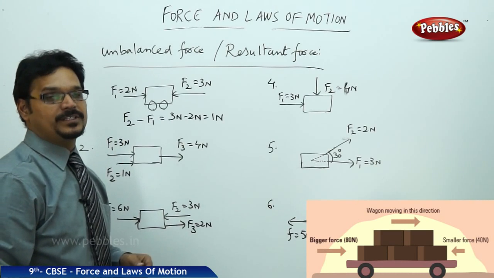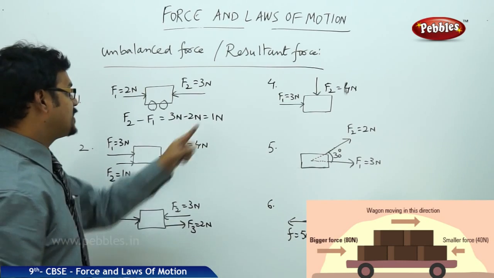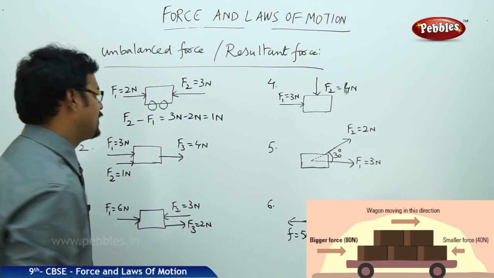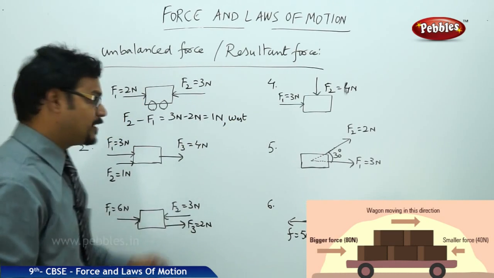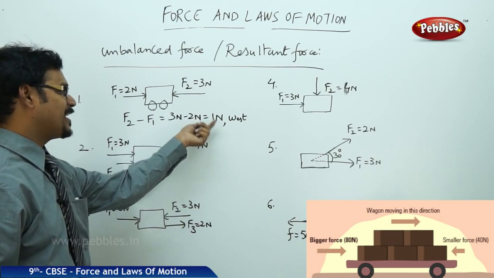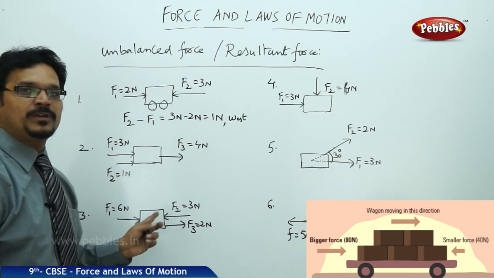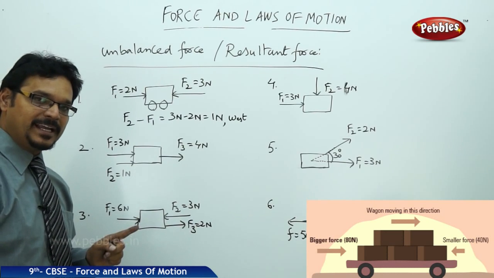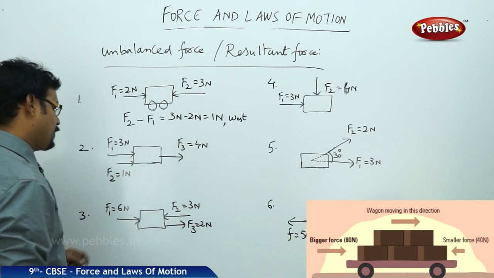Force is a vector quantity, so it has magnitude and direction. So which side does the body move? It is 1 newton towards west. Okay, so that is how you find the resultant force and unbalanced force. Now see the second example. If you want to solve these numericals, pause the video, solve all of them, play it again and match with my answers. Now see the second one.